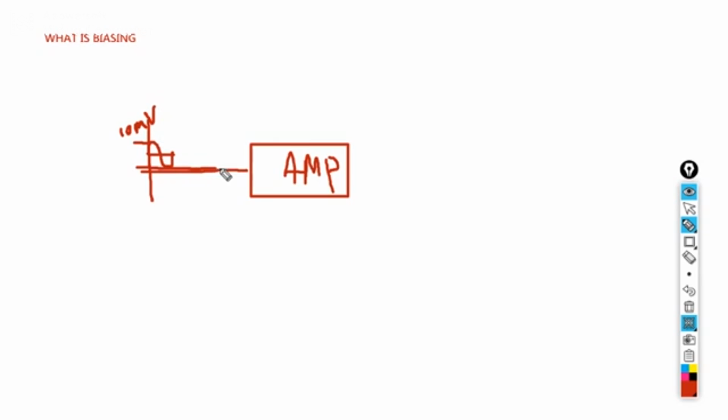So this signal is applied to the amplifier. The output of the amplifier is something like 20 millivolt. But the time period remains the same. Suppose here the time period is T1. Here also the time period is T1. So the time period remains the same. Only the amplitude of the signal will get amplified.